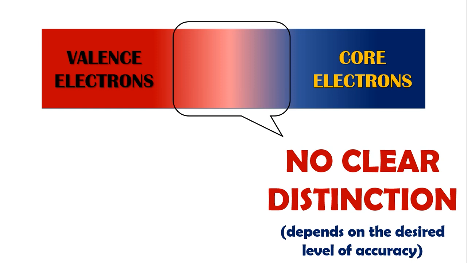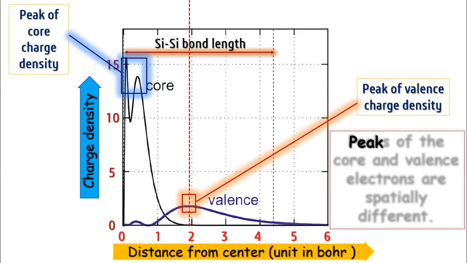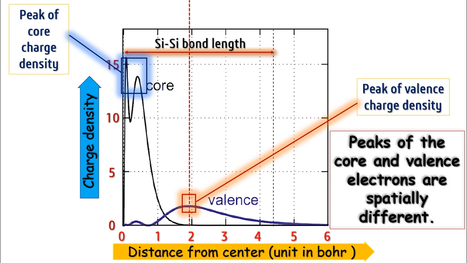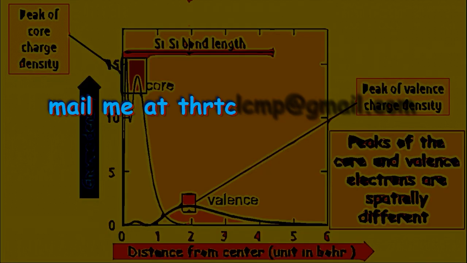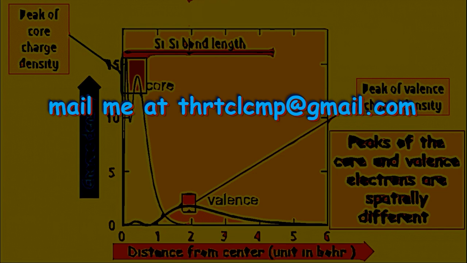In practice, the distinction between the core and the valence electrons is not a strict one and depends on the level of accuracy that one is trying to achieve. When in doubt, an inspection of the spatial extent of all the atomic wave functions might help. Take this figure, for example. By looking at the spatial variations of the electron densities, we can easily distinguish the core and the valence electrons. Still, if in doubt, you can definitely just mail me at thrtclcmp@gmail.com, or you can ask your respected supervisor.